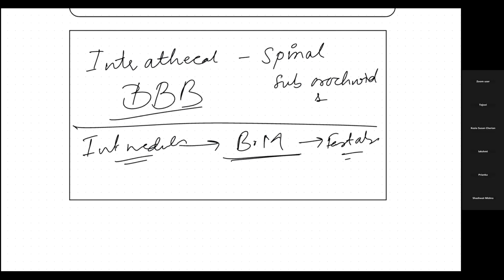Another type we can see is intra-articular, isn't it? So what is intra-articular? Definitely we are giving the drug into any joint, specifically the synovial cavity. In the synovial cavity, that is intra-articular. What are the benefits? It is used for pain management and joint mobility. It will ensure higher concentration in a localized area.